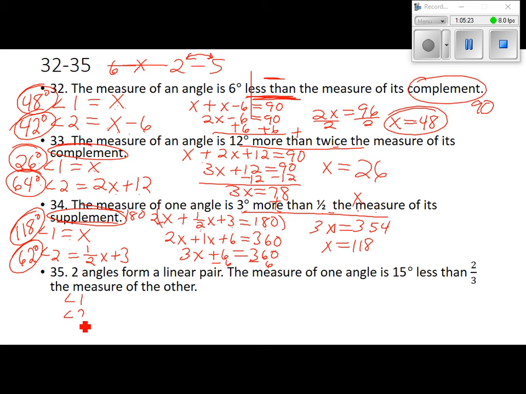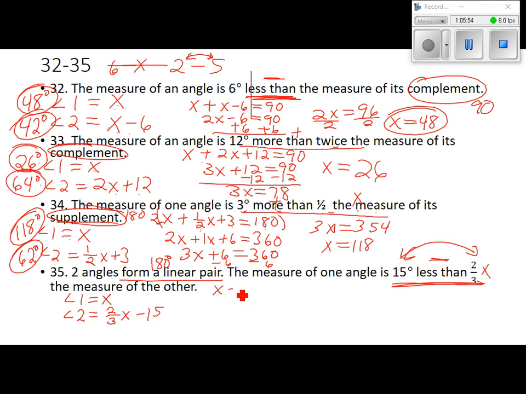Next one, angle 1, angle 2. Angle 1, we're going to let be x again. This time they tell us they form a linear pair, so again that tells us they add up to 180 degrees. The measure of one angle is 15 less than 2/3 the measure of the other. 15 less than, so that means subtract. 2/3 the other, so it's going to be 2/3 x, but we have to switch these two around because it says less than. So the other angle is going to be 2/3 x minus 15.